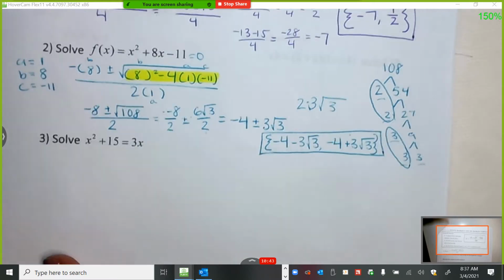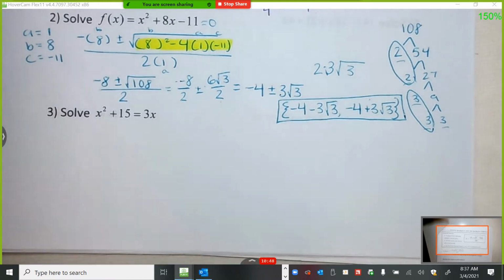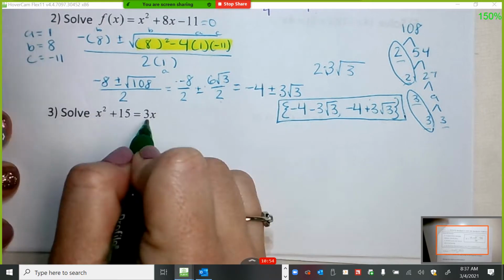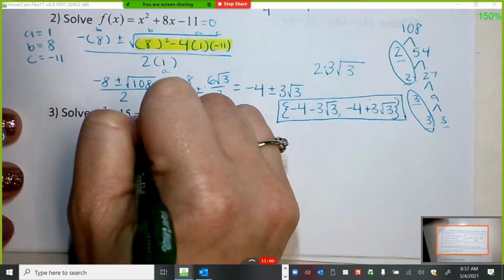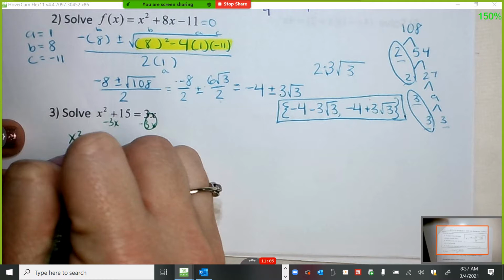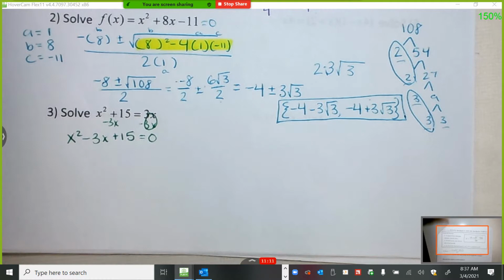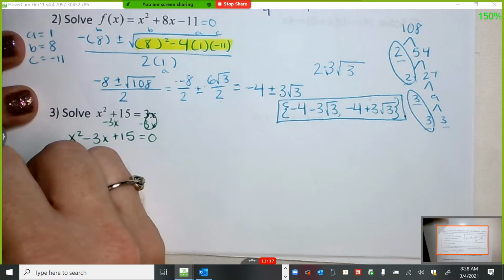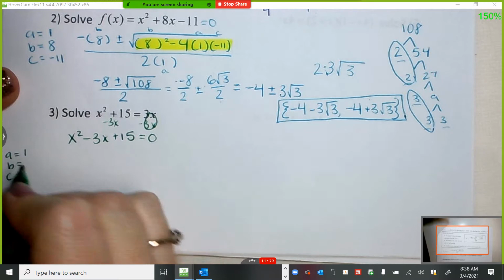So is number 3 ready to go? No. What's wrong with it? Yeah, remember, just like solving before, we have to be able to set it equal to 0 first. Okay, so I need to move this 3x, and where's it going to go? Beginning, middle, or end? Middle, because it's my b term, right? So minus 3x, and I end up getting x squared minus 3x plus 15 equals 0. And now I can find my a, b, and c. So what's a? B? And c?